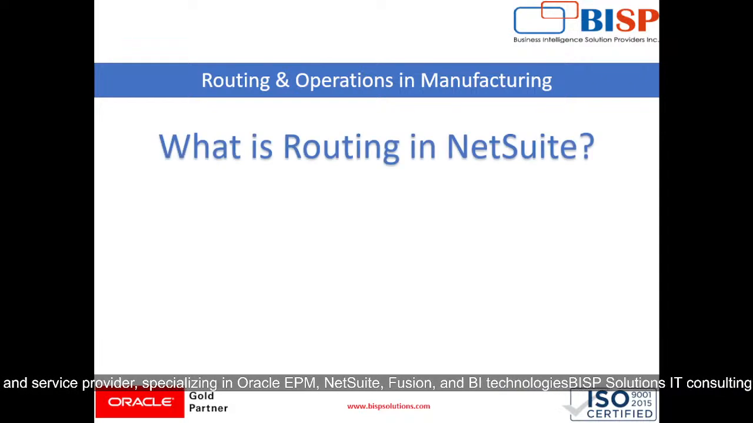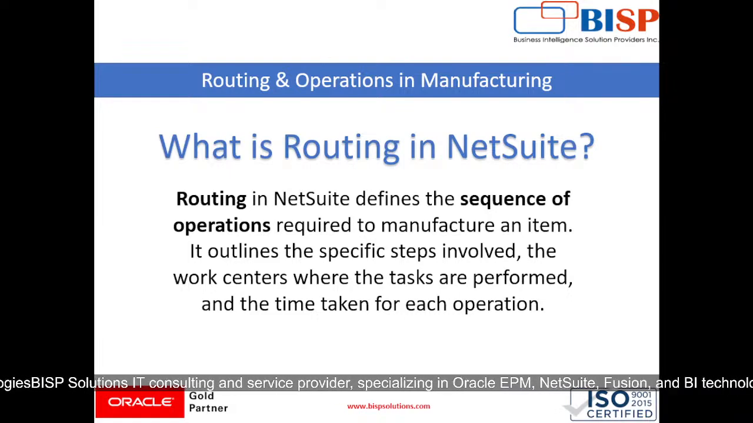Then comes our routing and operations in manufacturing. Routing in NetSuite defines the sequence of operations required to manufacture an item. It also outlines the specific steps involved, the work centers where the tasks are performed, and the time taken for each operation. So in simple terms, routing is the roadmap that guides production, and operations are the individual tasks or steps performed at each stage.